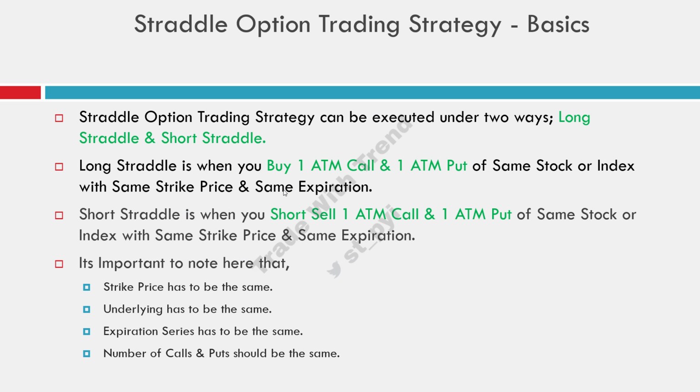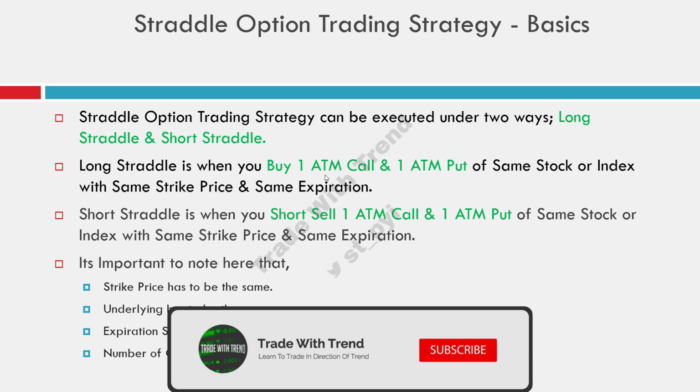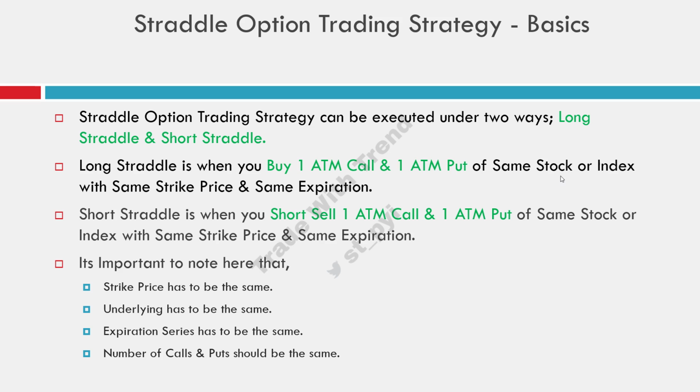So straddle option trading strategy can be executed under 2 ways like we saw in the previous slide. The first is the long straddle and second is the short straddle. Now, long straddle is when you buy one at the money call option and one at the money put option of same stock or same index with the same strike price and same expiration date. Now, short straddle is when you short one at the money call option and one at the money put option of same stock or index with the same strike price and same expiration date.